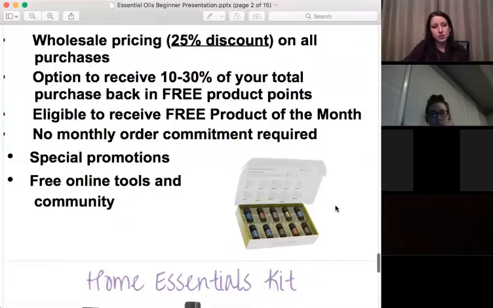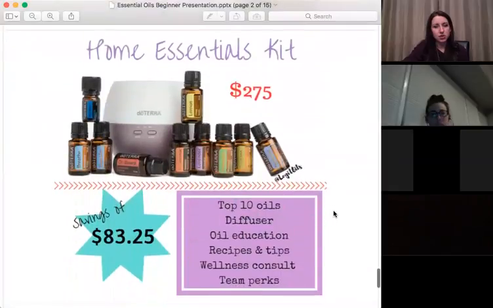So the last thing I'm closing on today is the Home Essentials Kit. This is the 10 most popular oils and a diffuser, and everything that we just talked about, with access to the Facebook group and the wholesale pricing and everything like that. And you're saving $83 when you purchase this kit to start out with.